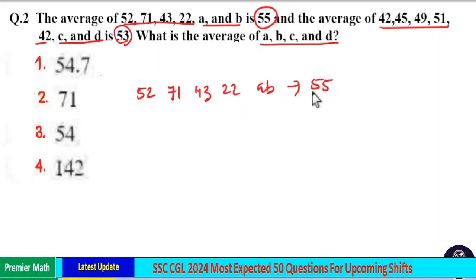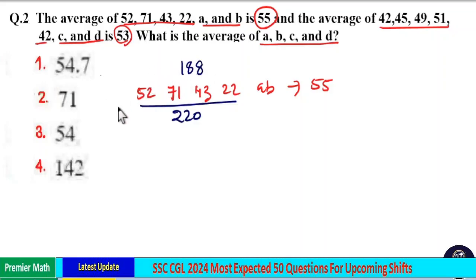Now average is 55, means sum of these 6 numbers is equal to 55 into 6, 330. But here you can see the sum of these 4 numbers is not as per average. So real sum is equal to 52 plus 71, 123, 123 plus 43, 166, 166 plus 22, 188. 188 is the real sum.